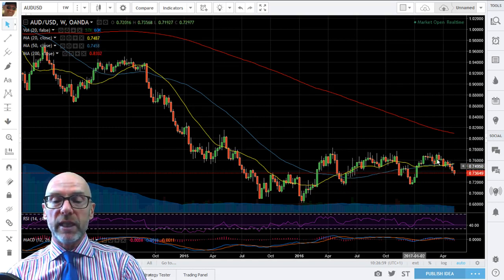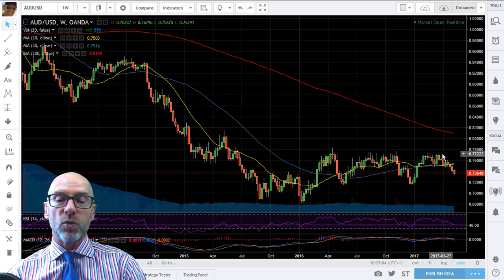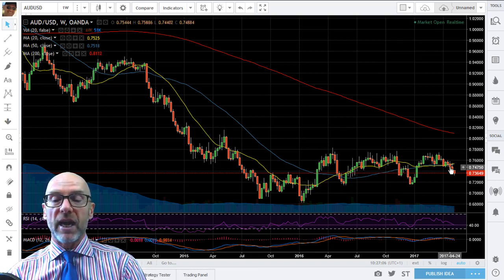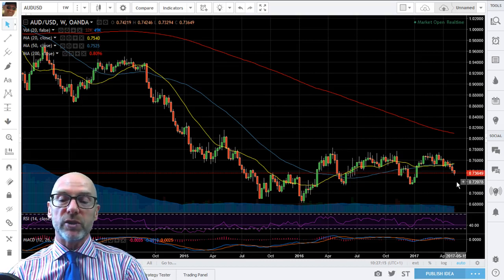If you look here, we did have a reverse head and shoulders. It wasn't confirmed with a break up towards the 78, and now obviously that pattern is completely broken. We're just range trading and we're getting towards the lower boundary of the range. 72 is the lower boundary. I mean, there you would expect support.